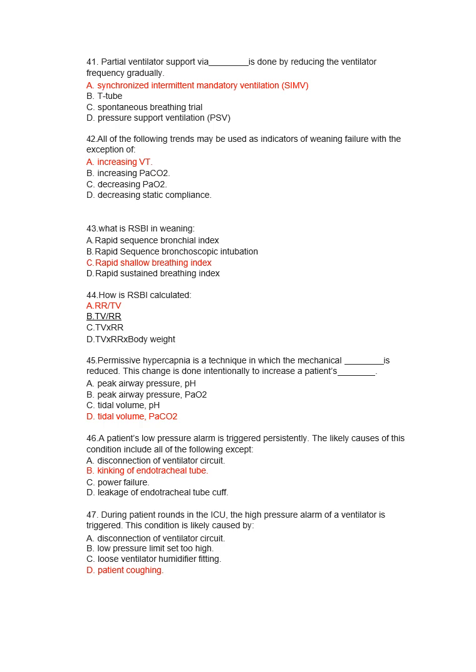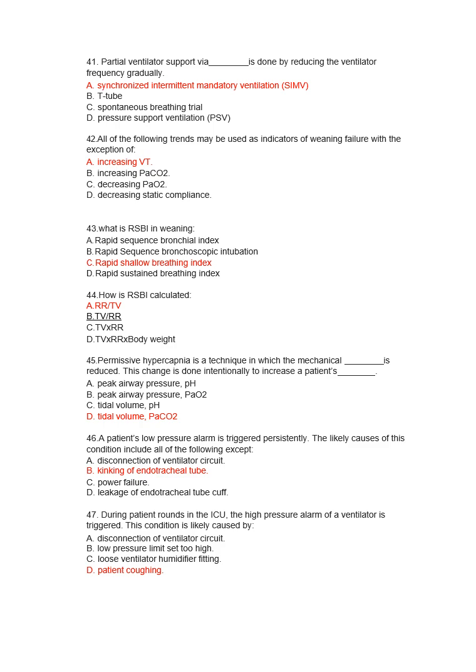A patient's low pressure alarm is triggered persistently. The likely causes of this condition include all the following except: disconnection of the ventilation circuit, kinking of the ET tube, power failure, leakage of the endotracheal tube cuff. So the answer is kinking of the ET tube. With kinking of the ET tube, there will be increased pressure in the circuit and there will be a high pressure alarm. The low pressure alarm will be triggered if there is a ventilator circuit disconnection, a circuit leak, or an ET tube cuff leak. Kinking of the ET tube will not trigger a low pressure alarm.